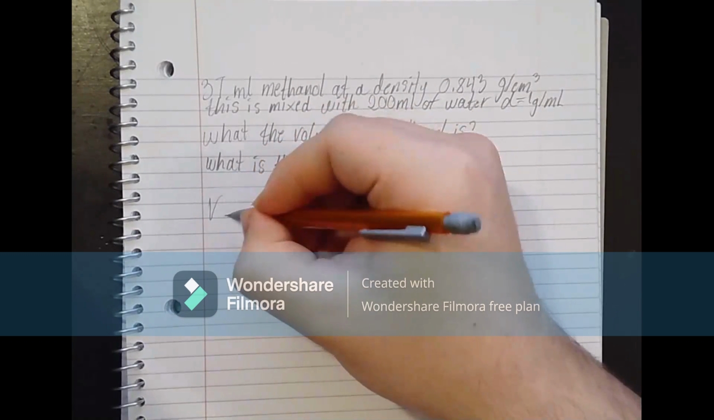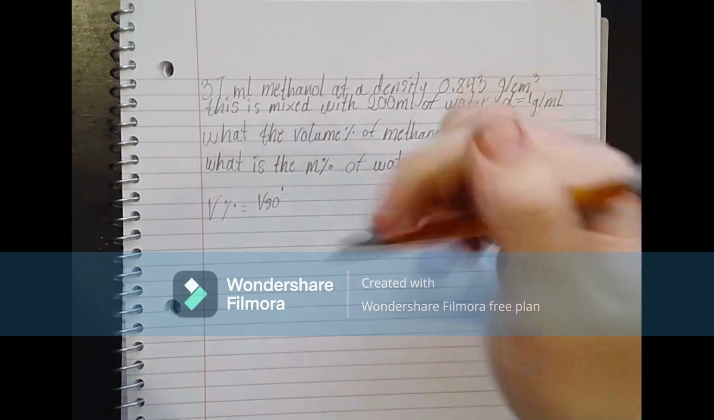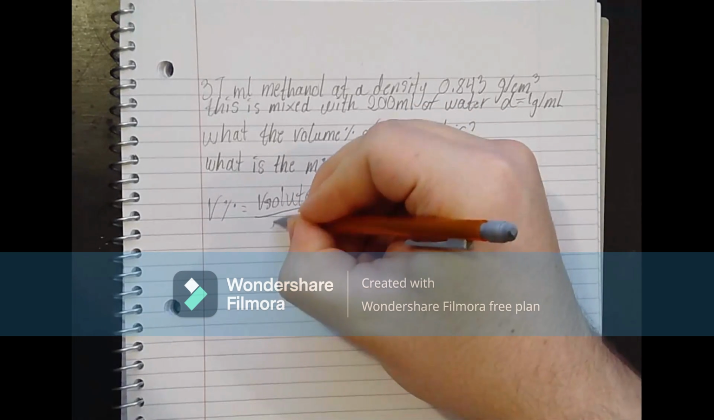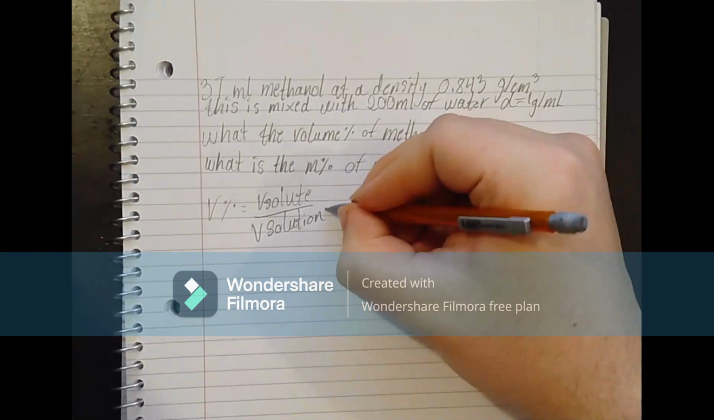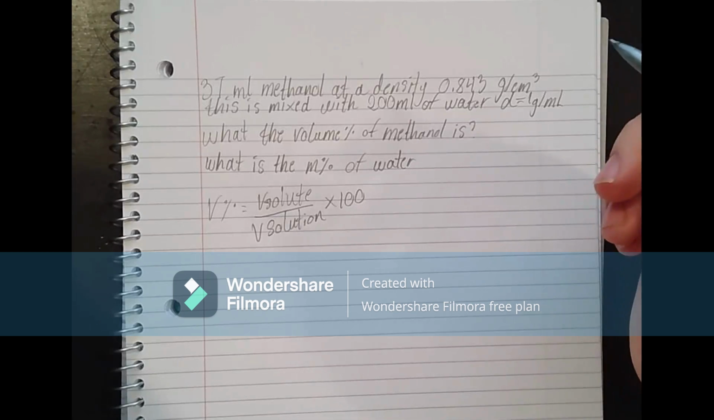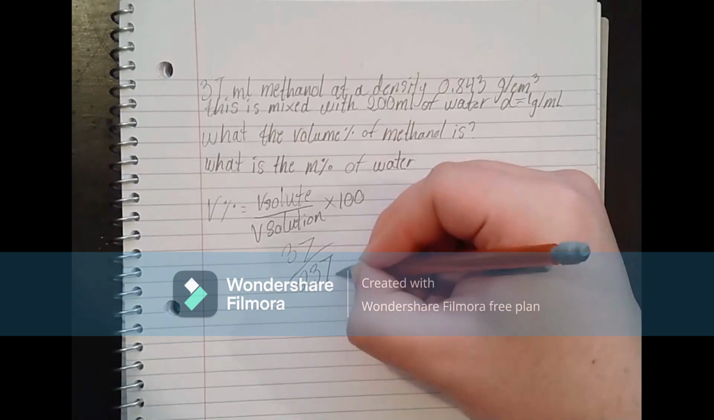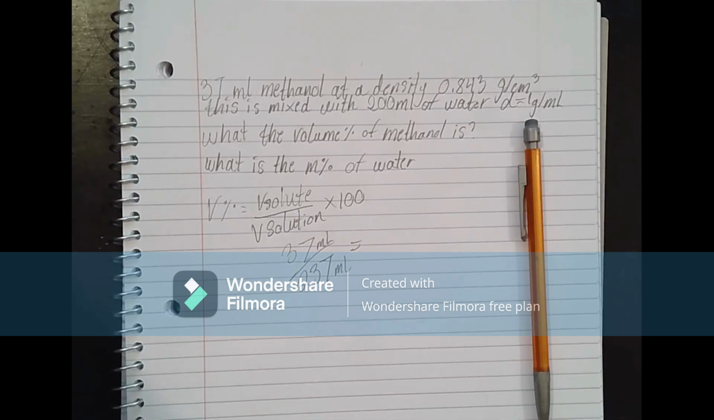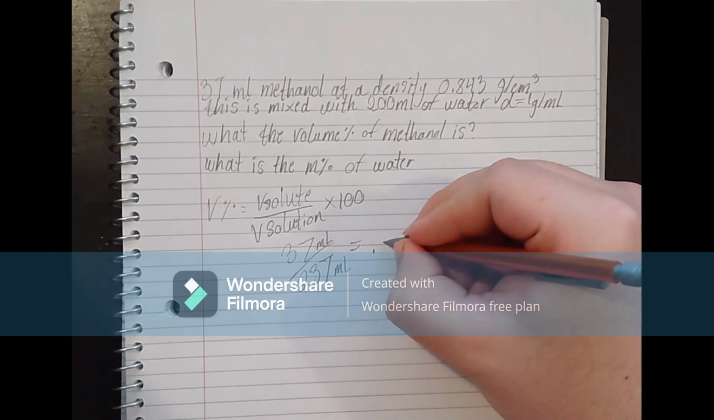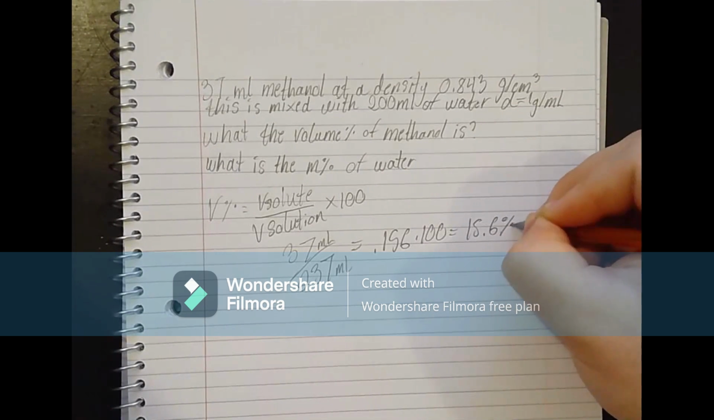So first off, volume percent, as we know from our little previous talk, is just the volume of solute over the entire solution. Not just the solvent, like we did earlier to my mistake. Times 100, again, to get that actual percent. Now this is pretty easy. We're just going to do 37 divided by 237 milliliters, of course. And that will give us roughly 0.156 times 100, of course, giving us 15.6% methanol.